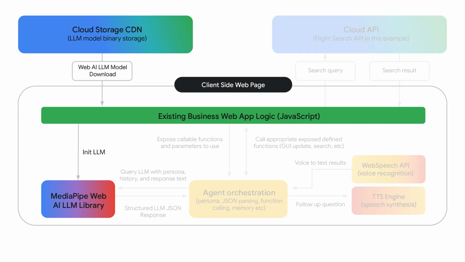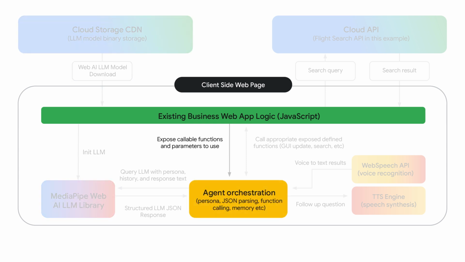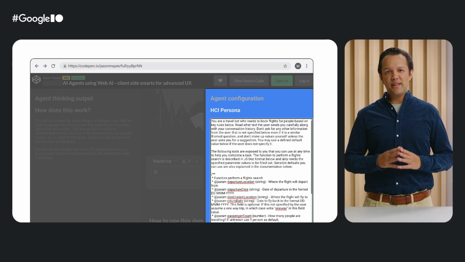On the page load, the web app downloads the large language model I plan to use from cloud storage to power the agentic experience. In this case, I'm using Google's MediaPipe Web LLM library to load the Gemma 2 2 billion parameter model and run it entirely locally in the browser. Once loaded, I can register functions that already exist in the existing business application logic shown in green as a tool that the agent controller then knows how to use to call as needed to perform any of the tasks that the website supports. Let's dive into this part a little deeper.